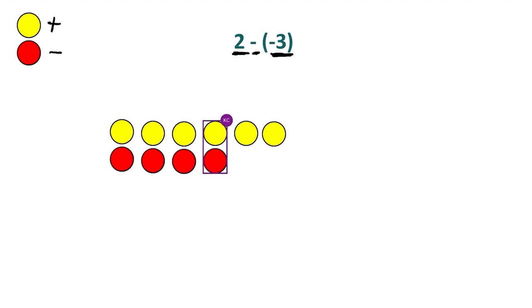So let's just do that. Okay. So now I want to remove. That's why there's a subtract sign. I want to take away 3 of the negative integers.